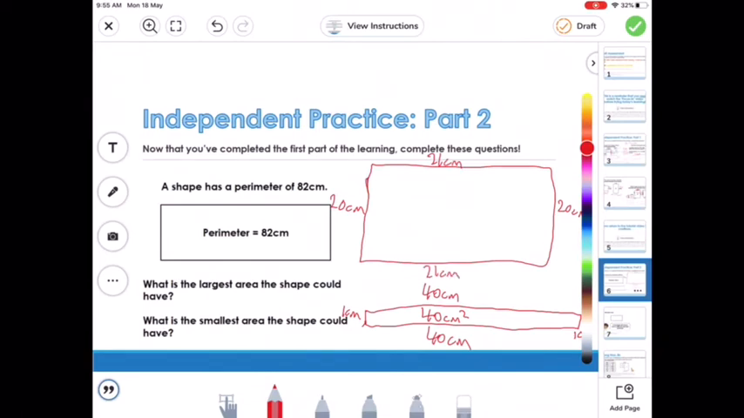And then to work out the area, remember I simply do 20 multiplied by 21. So I'm going to do 21 times 10 first, which is 210, then do 21 times 10 again, then add them together. So it's 420 centimeters squared. 20 times 21 is 420 centimeters squared. So that is the largest area a shape could have, having a perimeter of 82 centimeters.